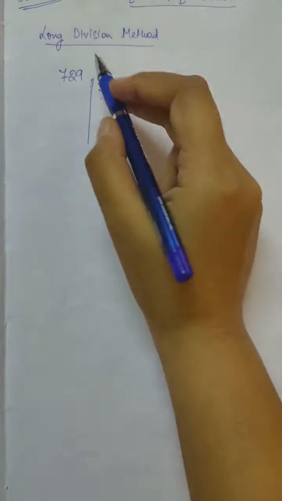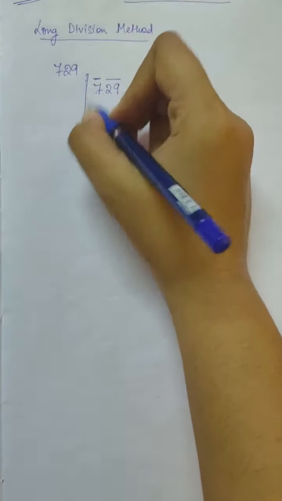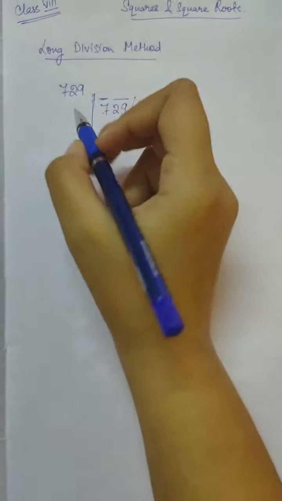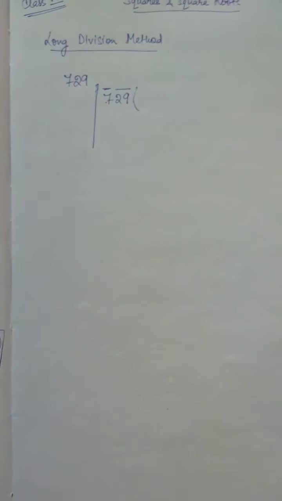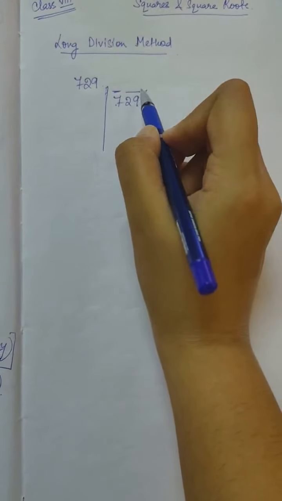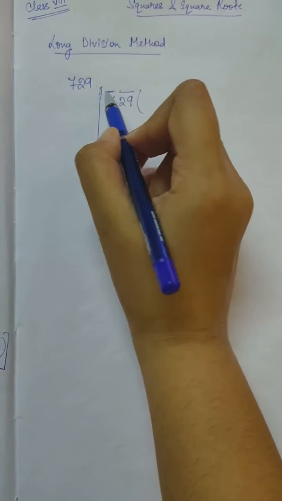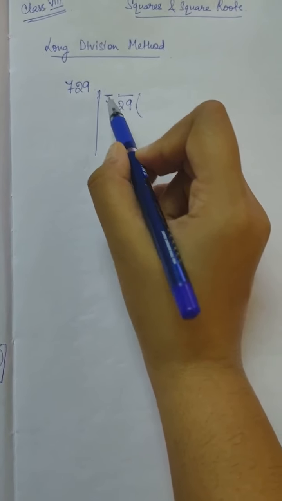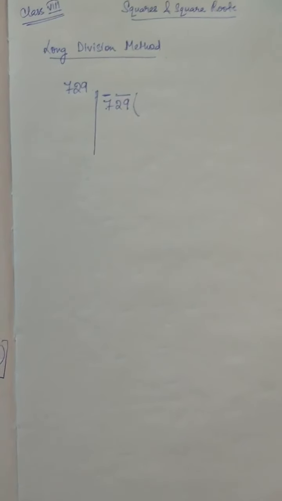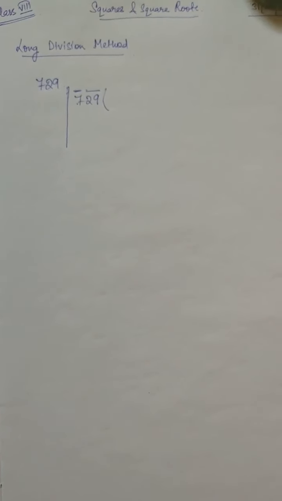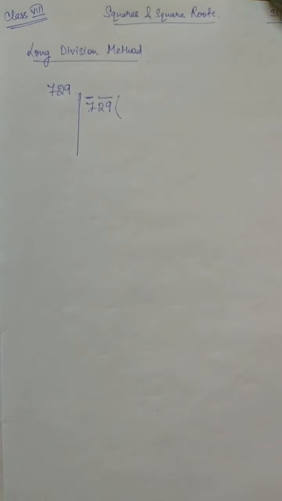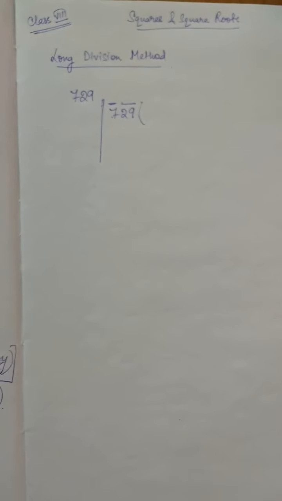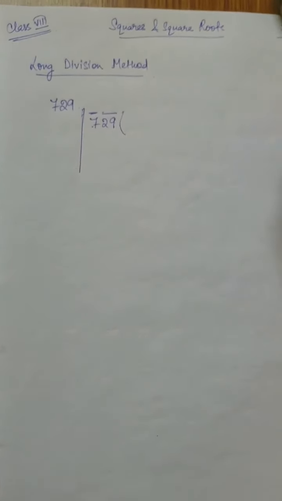For solving this, first you need to make a line like this, and here you will make it like this. At first we need to focus on the first underlined digit. While underlining we start from here, but while solving we start from this side. The first number selected will be 7, because it has a single line. For 7, we have to see which number squared is very near to 7. If I take 1 square, 1 into 1 gives us 1. Then the next number is 2, so 2 into 2 gives us 4.